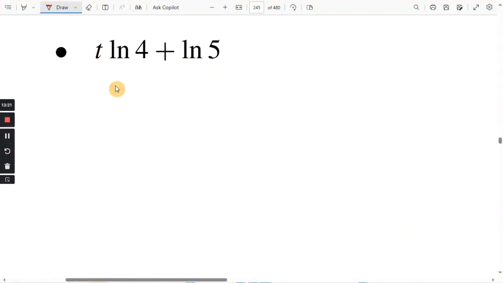All right, please pause and see if you can do this one here. This one's easier. I'll give you a hint. This is t times ln of 4. Take that t and make it the exponent on the 4.